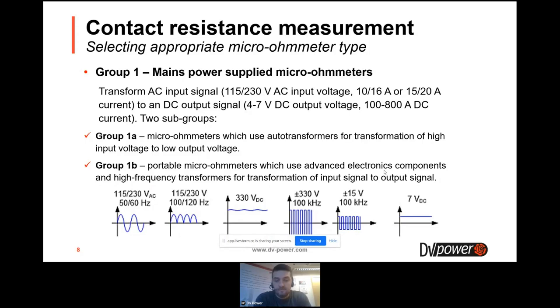So the first generation of micro-ohmmeters, which are even now in use and quite popular for some applications, are mains power supplied micro-ohmmeters. Of course I will say later that now there are a lot of micro-ohmmeters with battery power supply, but there are some advantages of mains power supply if you require as much output power as possible, or maybe if you need to do some continuous tests. Usually the mains power supply will be an advantage compared with batteries, of course depending on the type and so on.